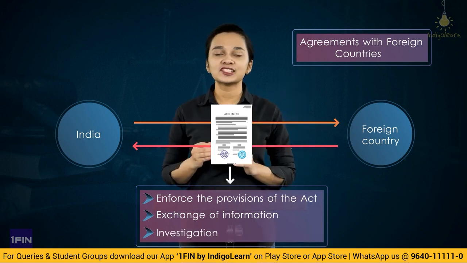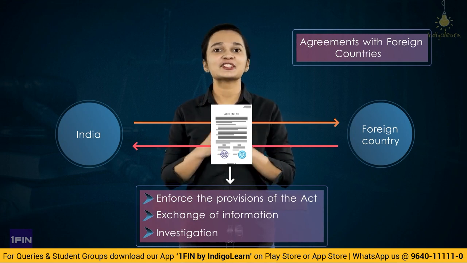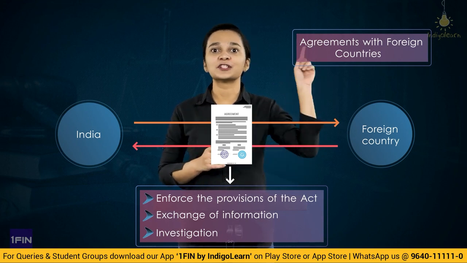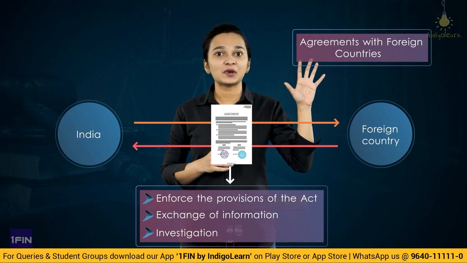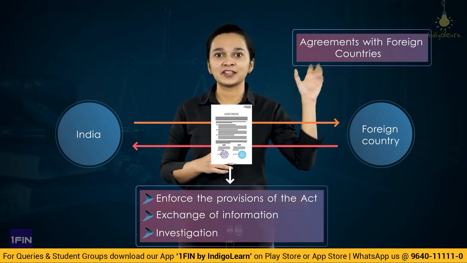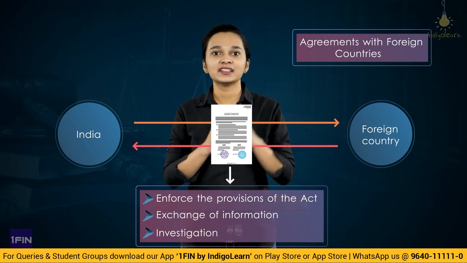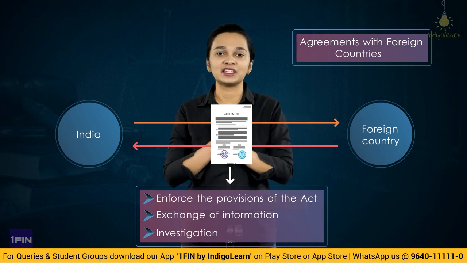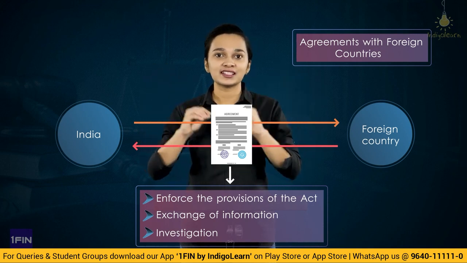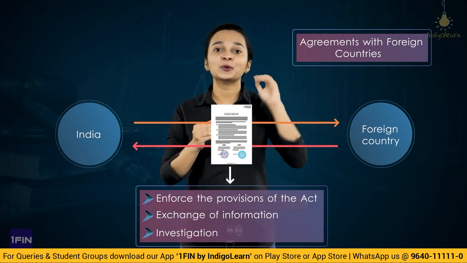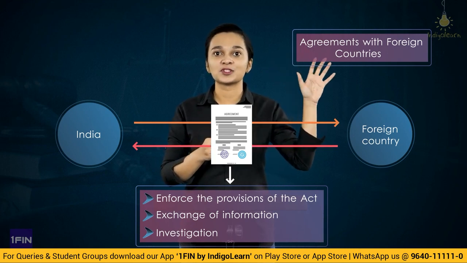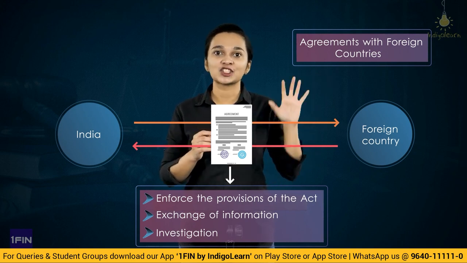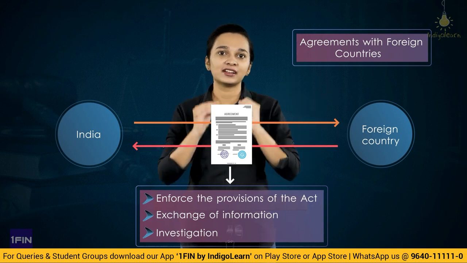The third and a very important reason with which the agreement is made with a foreign country is for the purpose of investigation of the offences which have been committed under this act. So first one was enforcing the provisions. Second one was exchange of information between the nations, and the third one is to carry out investigations with respect to any offence which has been committed. So both the countries enter into agreements wherein they agree to allow the other country to enforce its provisions, also to exchange information with the other country, and also carry out investigation with respect to any offences which have been committed under this act.